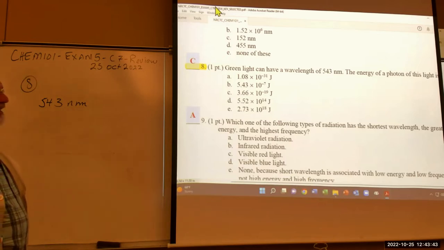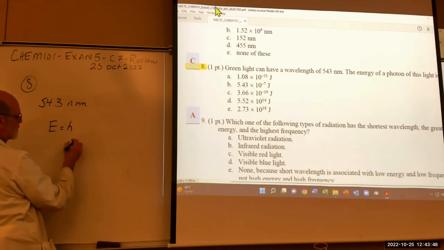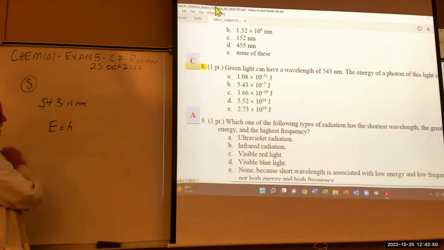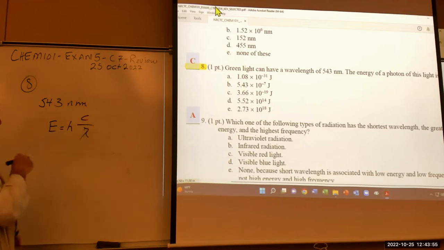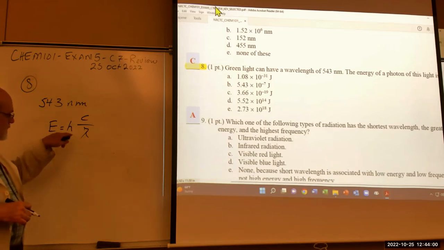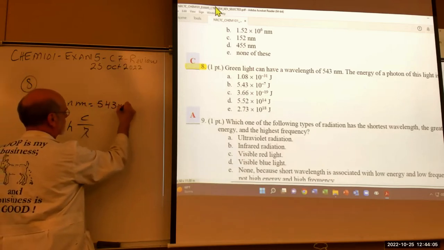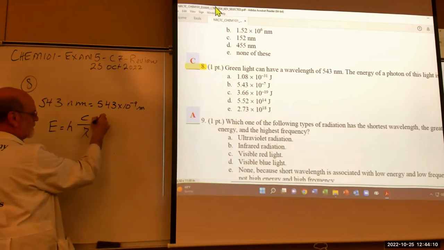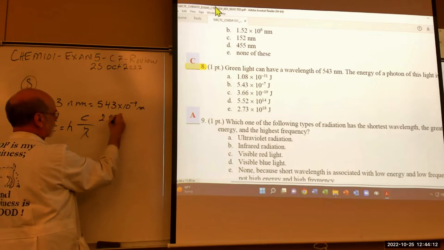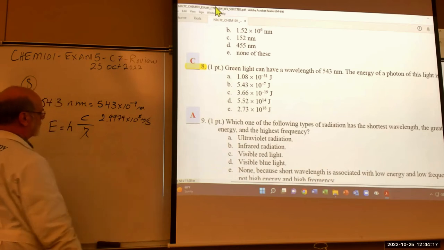What's the energy of a photon of light? Okay, we're back to this equation, Planck's equation. Only we've got wavelength in there, right? So we need this one. All right? And we're at the same place here as we were before. This has to be in meters. So that would be 543 times 10 to the minus 9 meters. And this would be 2.9979 times 10 to the 8 meters per second.